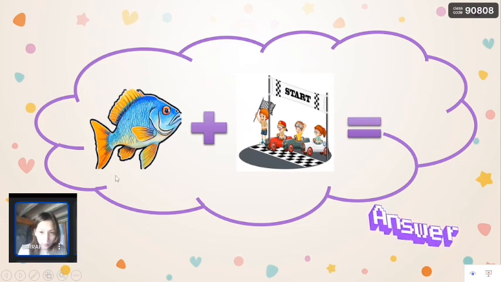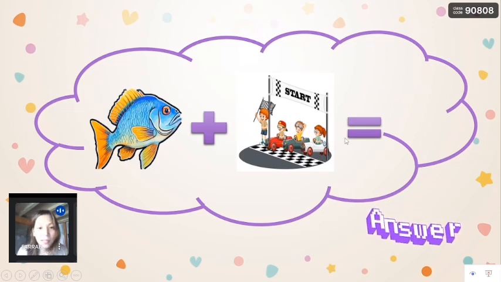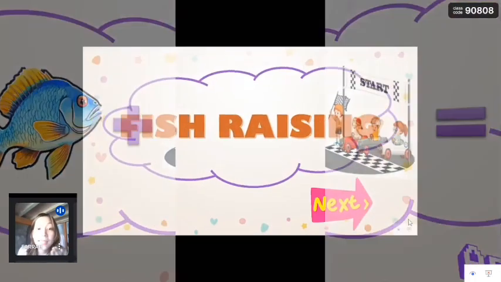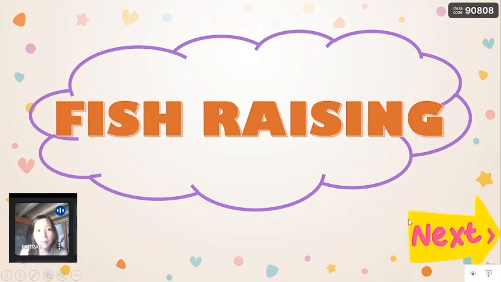Okay, the last one. What is the first picture? Fish, teacher. And what are they doing? Racing. Racing, teacher. Okay, what is the answer? Fish racing. Let's see the answer. Correct. Very good.